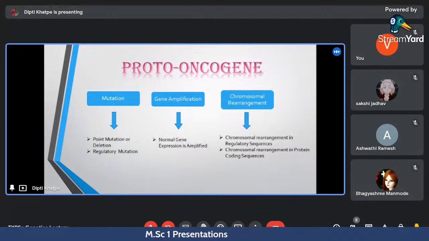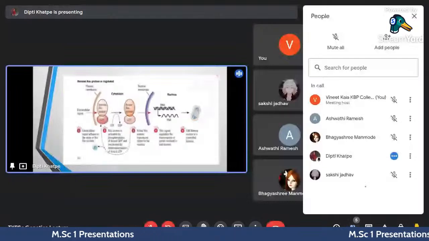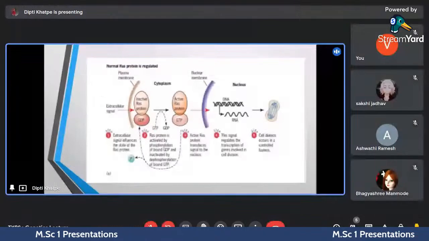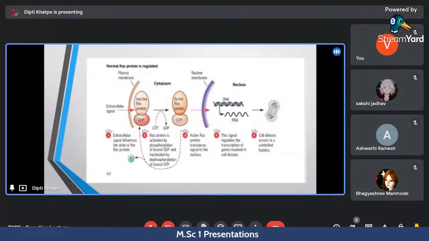Then next we see normal RAS protein and mutant RAS protein. In the normal RAS protein, in this diagram, we see an extracellular signal enters the cell through the plasma membrane. In the cytoplasm, inactive and active RAS protein is present. Inactive RAS protein is always bound with GDP, and active RAS protein is bound with GTP. In the cytoplasm, RAS protein is activated by exchange of bound GDP and inactivated by dephosphorylation of bound GTP to stop the signaling.